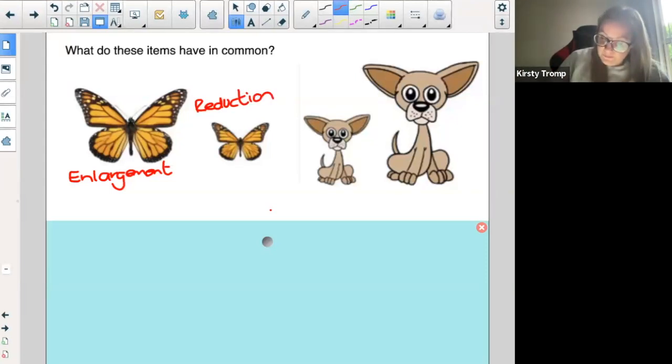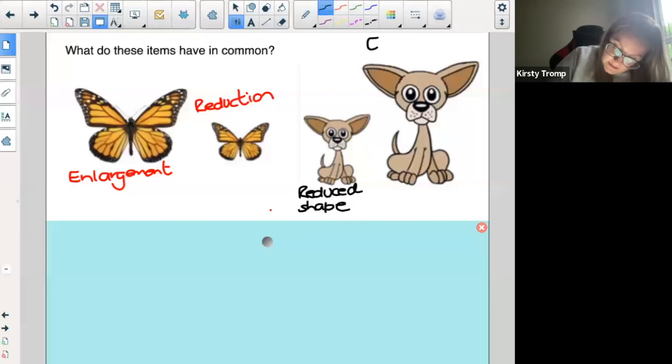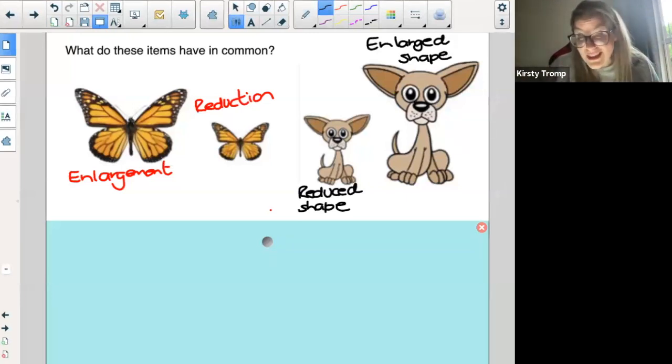Okay. All right, if I'm looking at these puppy dogs, I could say that this is the reduced shape, and that this is the enlarged shape. So, two different ways to say it, but it means the exact same thing. Okay, so I have an enlargement, I have a reduction, I have a reduced shape, and I have an enlarged shape.